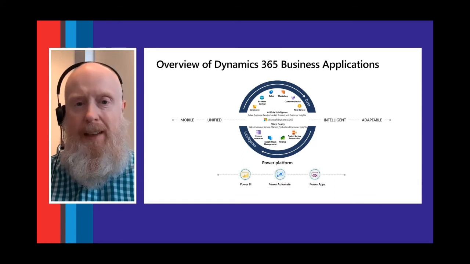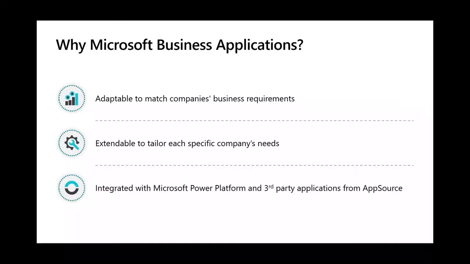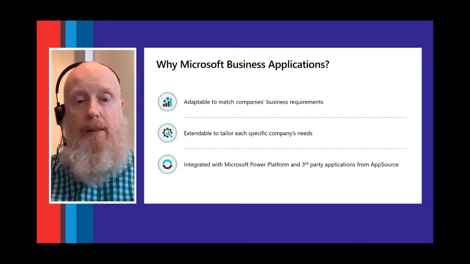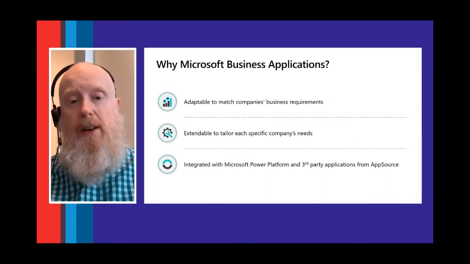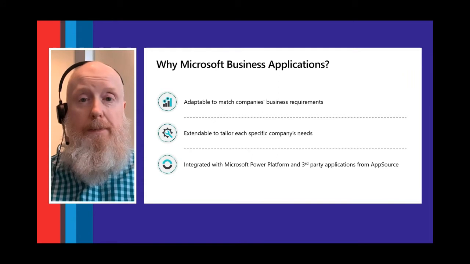These three key streams are really important because not every business is the same, and you need to be able to configure and adapt your applications to meet your specific business requirements, to tailor them to your needs. And the apps can do that. They can match many needs that you have, but if there isn't a need, you can always go and extend them. Or there are also third-party applications you can purchase.